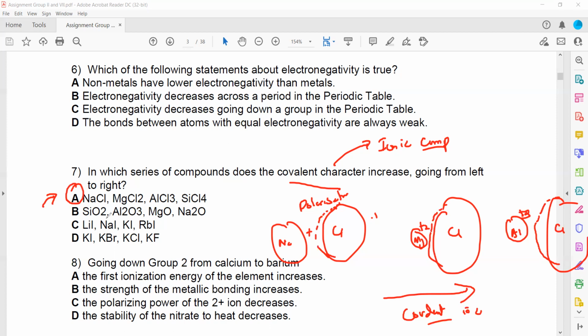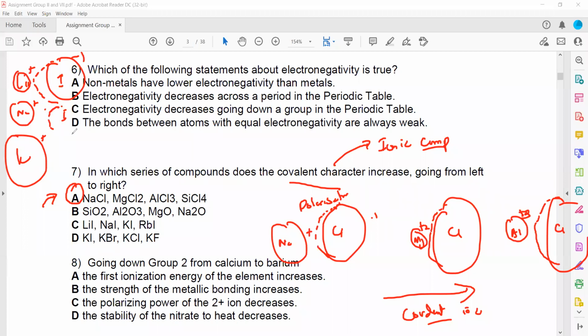Is it clear? And going down the group, because the polarization decreases, the covalent character will also decrease. So if lithium iodide is there, then sodium iodide, and potassium iodide. Potassium is larger compared to sodium. Lithium will cause more distortion, so more covalent character. Sodium will cause less distortion compared to lithium, so less covalent character.